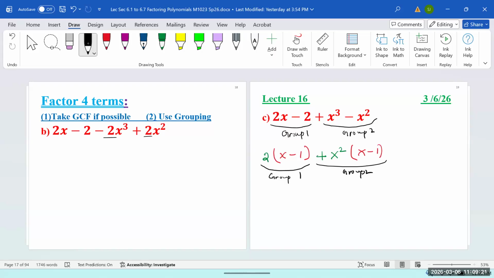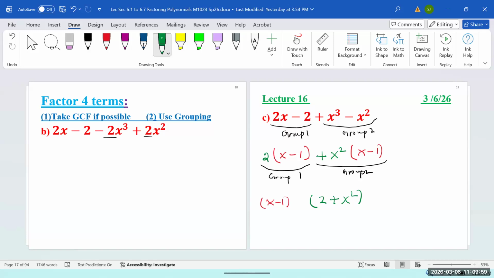And step 2 says, now you look at both groups and see, do you have anything in common? So in group 1 and group 2, do you see same thing? What is x minus 1? So you factor out x minus 1. Then what is left in the first group and second group? 2 plus x squared. So factor one individually, factor two together, and then at the end, write them as two factors.